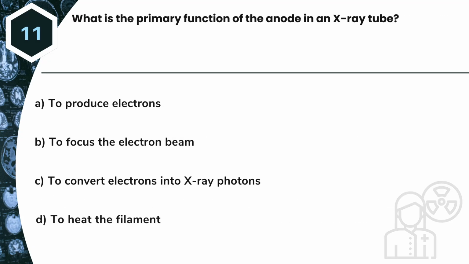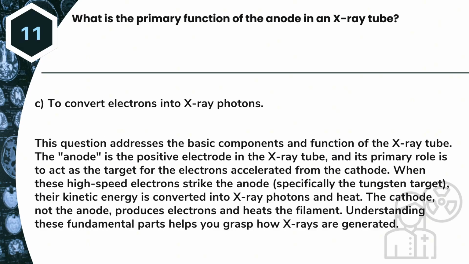Question 11. What is the primary function of the anode in an X-ray tube? A. To produce electrons. B. To focus the electron beam. C. To convert electrons into X-ray photons. D. To heat the filament. Answer C. To convert electrons into X-ray photons.